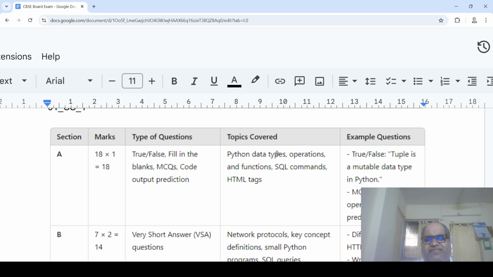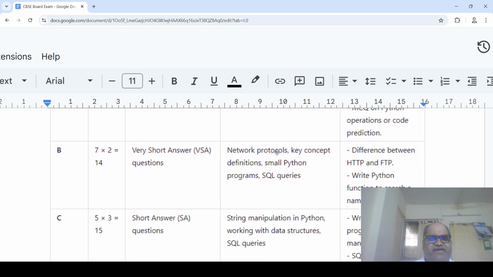The example being: tuple is a mutable data type in Python or not. So don't worry if you are not yet aware of tuples; we'll talk about it. But that's how you see a question: tuple is a mutable data type, yes or no, true or false? Or MCQs based on operations or code prediction. So you might be given a snippet of code and asked about the output. And there will be similar extensions for SQL commands.